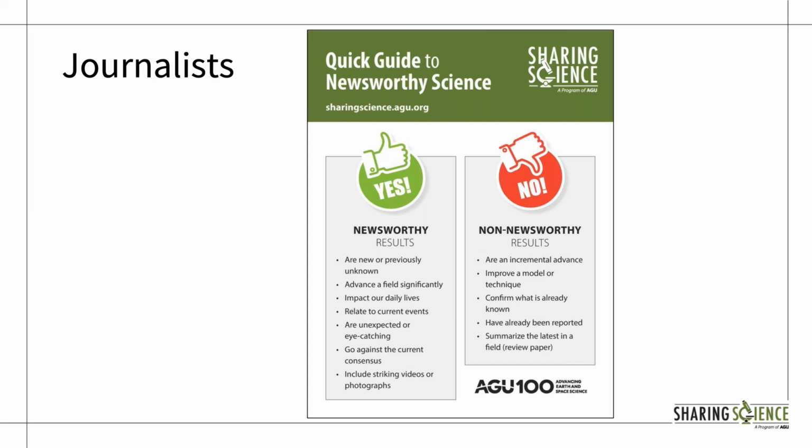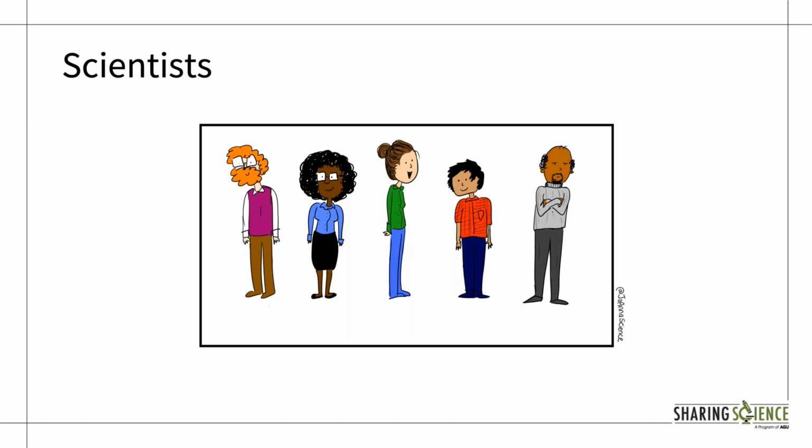So you can use that as a reference as well, just to get a sense of what kinds of results are going to catch a journalist's eye. And for scientists themselves, presumably your typical abstract, as well as a plain language summary, is also intended for scientists. But obviously, there are so many scientists who are outside of your own field of study.